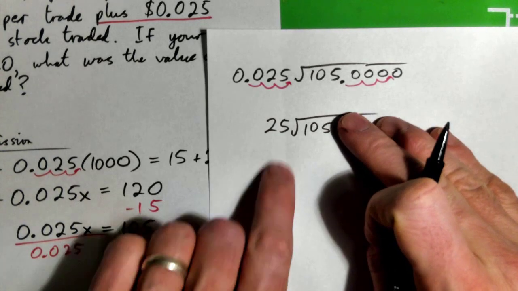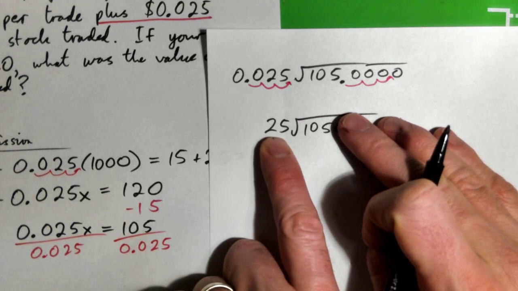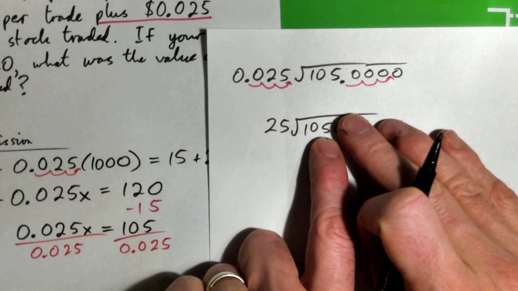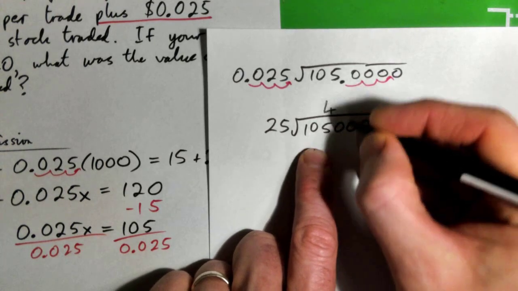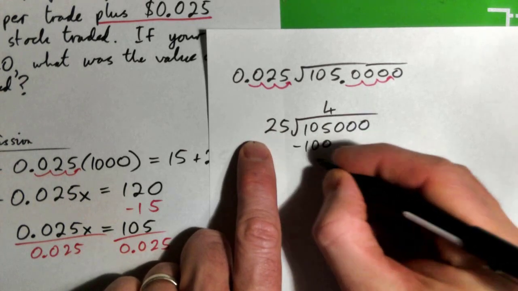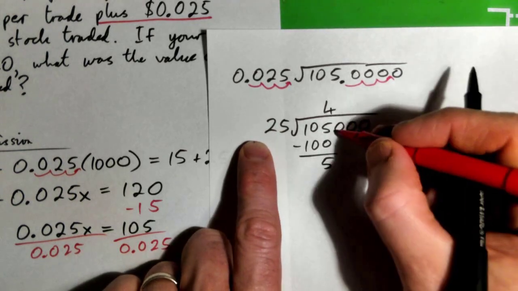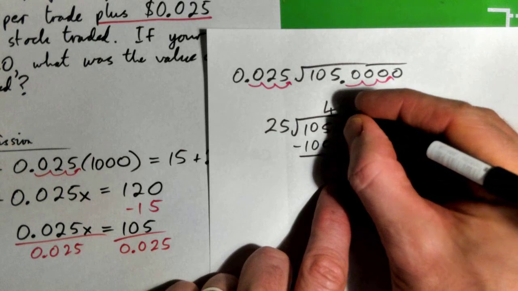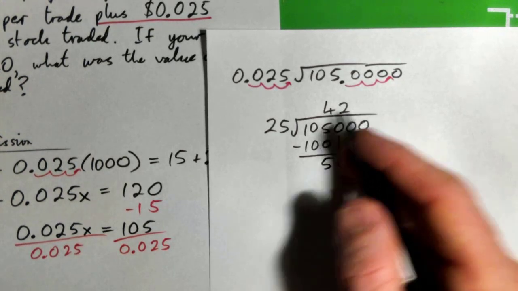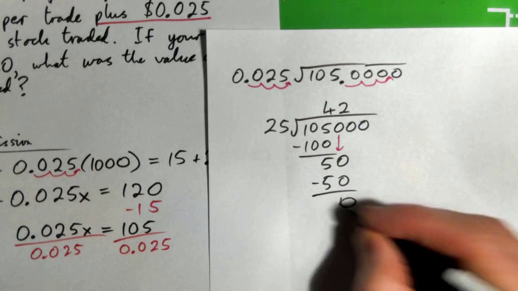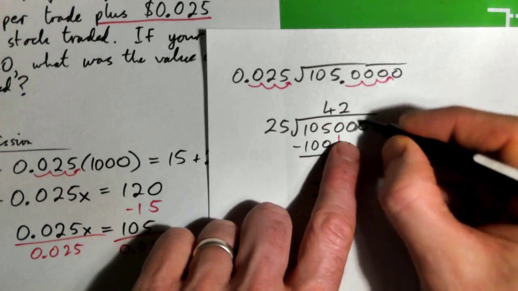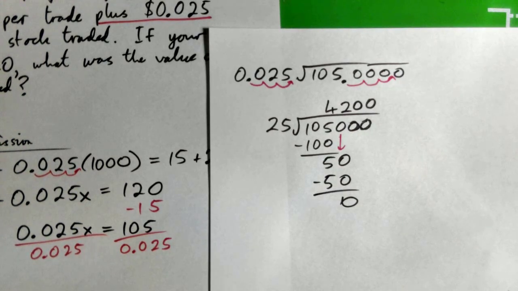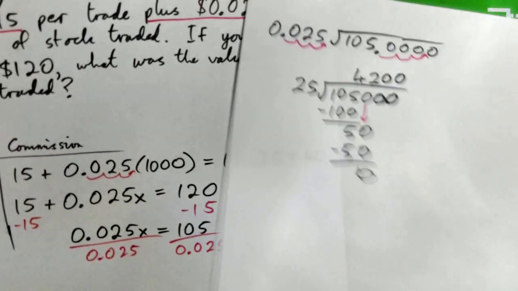And now we do our long division. So 25 into 105: 4, good. 4 times 25 is 100. Subtract, and we get 5. Bring down a 0. 25 into 50 twice. 2 times 25 is 50. And then 25 into the next 0, 0, and 25 into the next 0, 0. So what I'm getting is X equals 4,200.